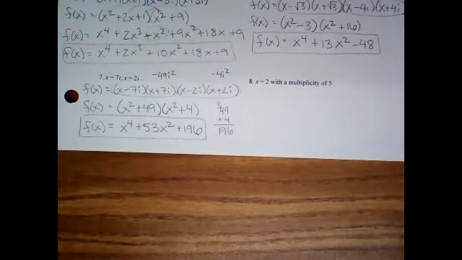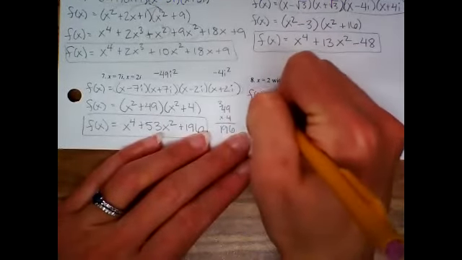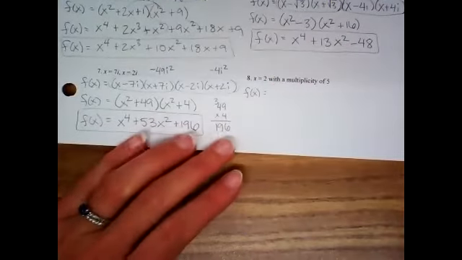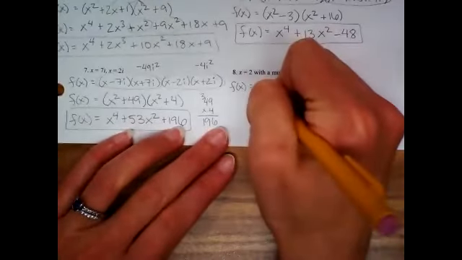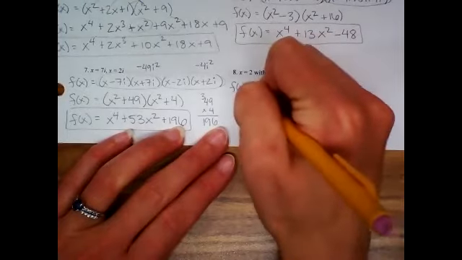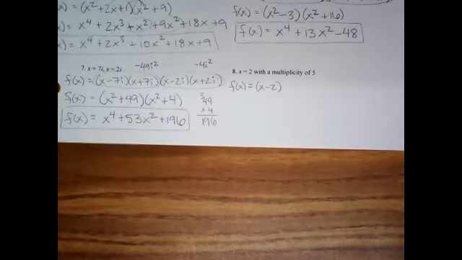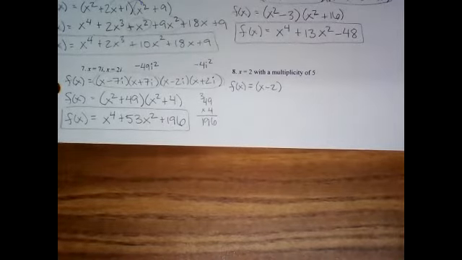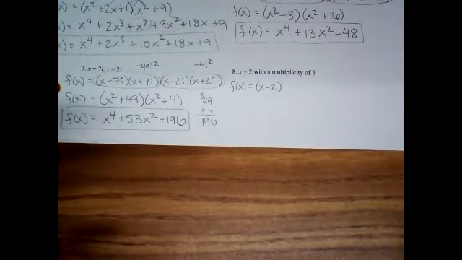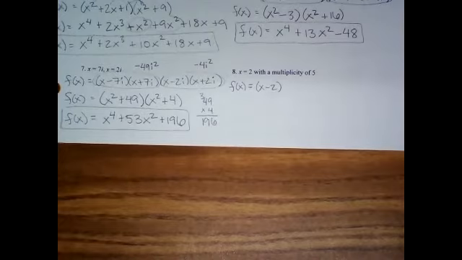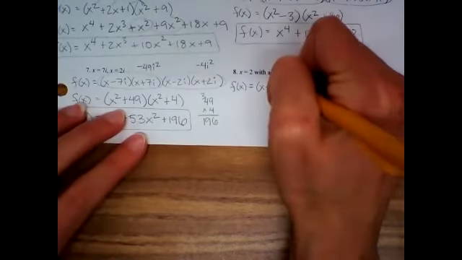All right, so number 8, we'll have f of x equals. For x equals 2, the factor would be x minus 2. But it says with a multiplicity of 5. So it would be x minus 2, 5 times. You'd have x minus 2, x minus 2, x minus 2, okay, so to the 5th power.